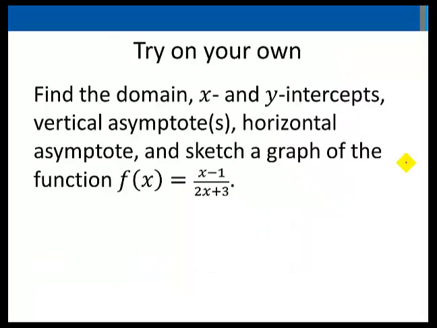Try on your own to find the domain, x and y intercepts, vertical asymptotes, horizontal asymptote, and sketch a graph of the function f of x equals x minus 1 over 2x plus 3.